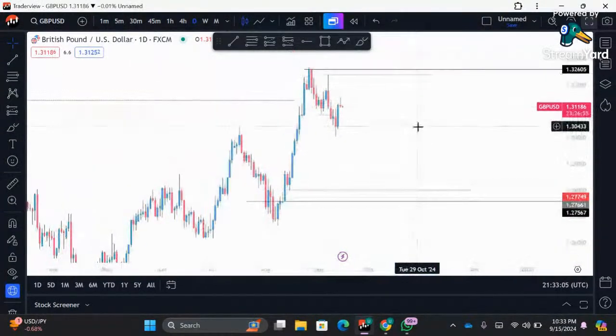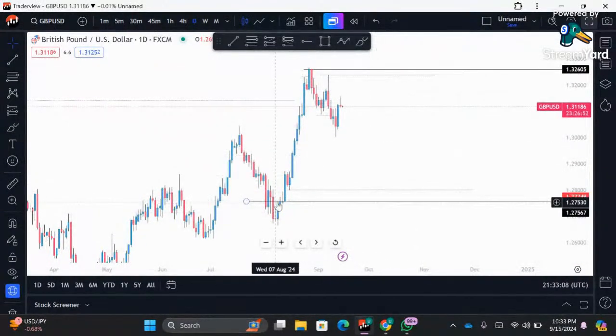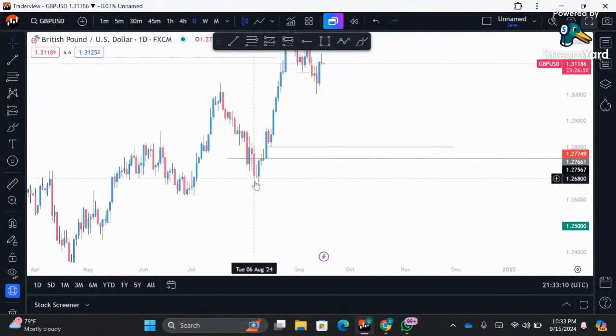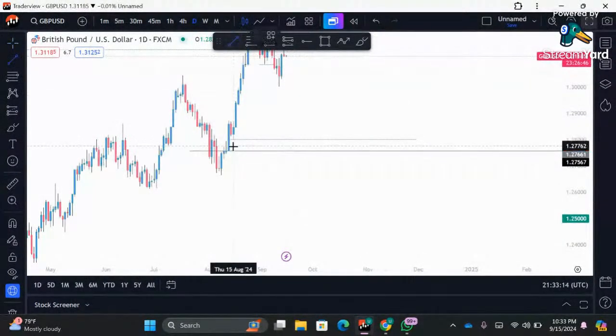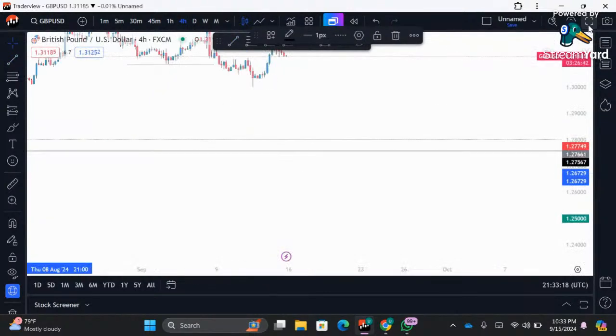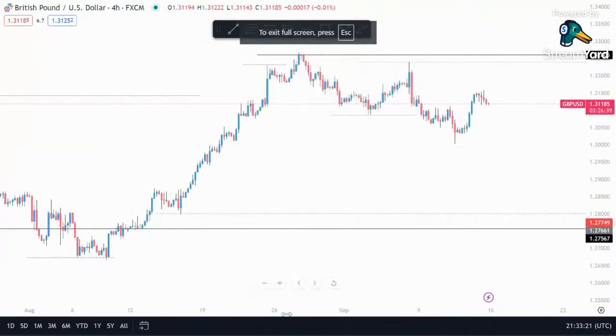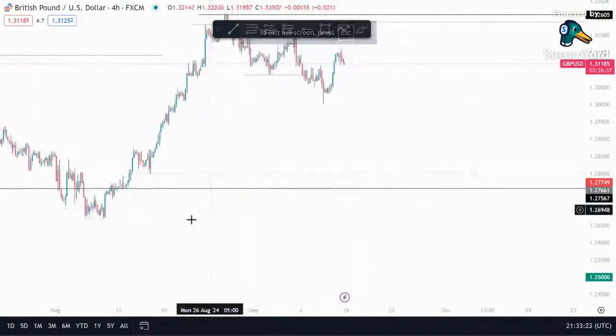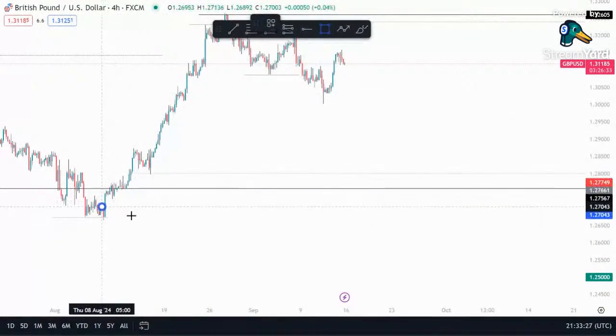My TP will be here. Then looking for buys, I'll be looking to buy from this level all the way up, seeing that this low is protected, there was a sweep of this low. So let's go to the 4 hour time frame to see it clearly. In the 4 hour time frame, we saw there was a sweep of that low before the break of structure, clearly giving us another block to use to buy from.